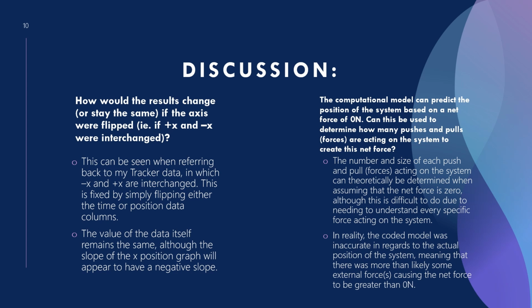The computational model can predict the position of the system based on a net force of 0 newtons. Can this be used to determine how many pushes and pulls or forces are acting on the system to create this net force? While technically this can be determined, it will be very difficult because although the net force is assumed to be 0, many other forces would need to be understood in order to know how many pushes and pulls are truly acting on the system. In reality, the coded model is inaccurate in regards to the actual position of the system, meaning that there were more than likely external forces causing the net force to be greater than 0 newtons.